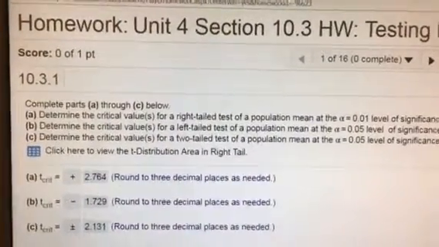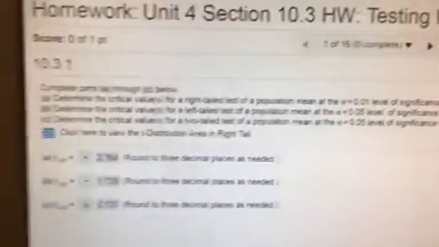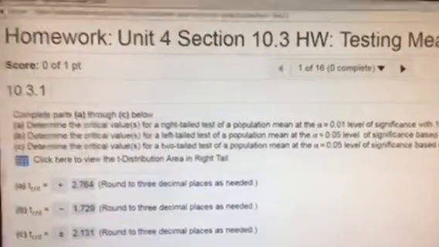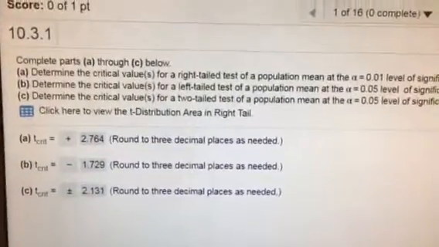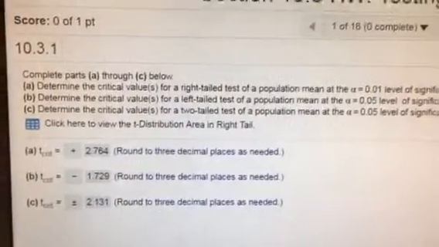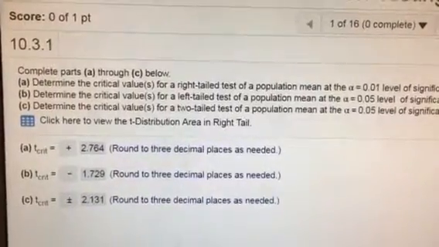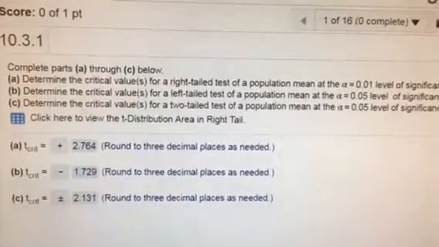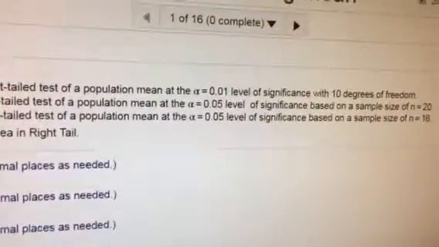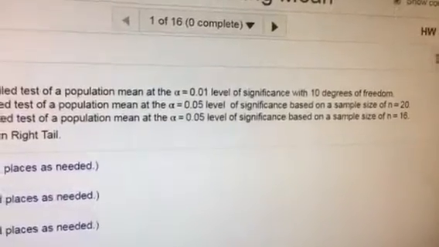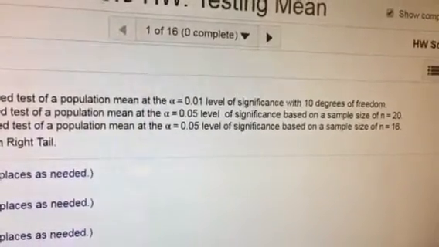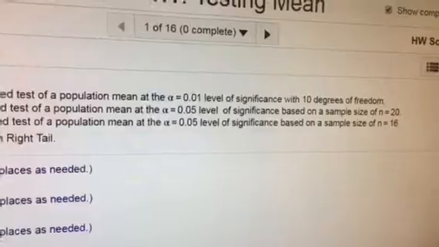In section 10.3, we are going to be testing means, and when we deal with a mean, we will be using a t-test. And in the very first problem, it asks you to determine critical values, and it gives you 3 different ones that they want you to calculate. When you find a critical value, you have to know your level of significance and you have to know your degrees of freedom. If they do not give you the degrees of freedom, the degrees of freedom is n-1.